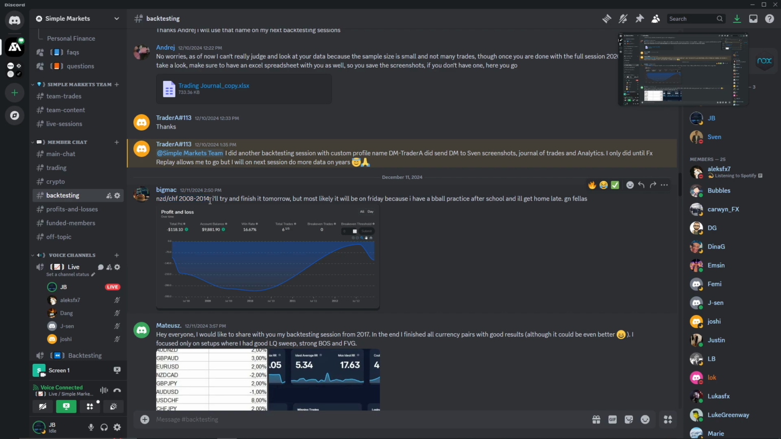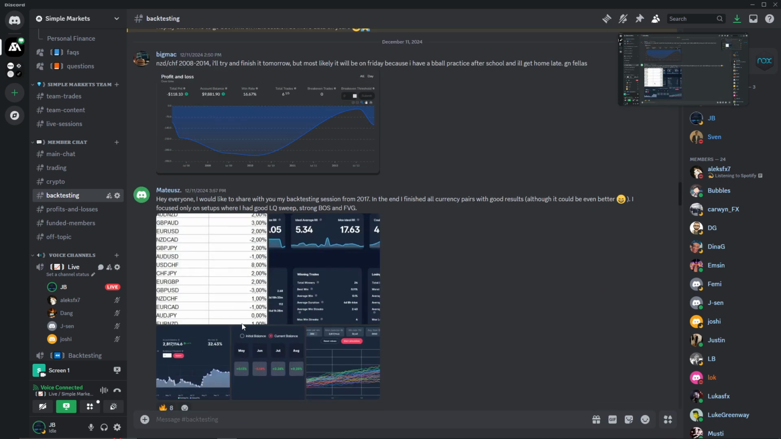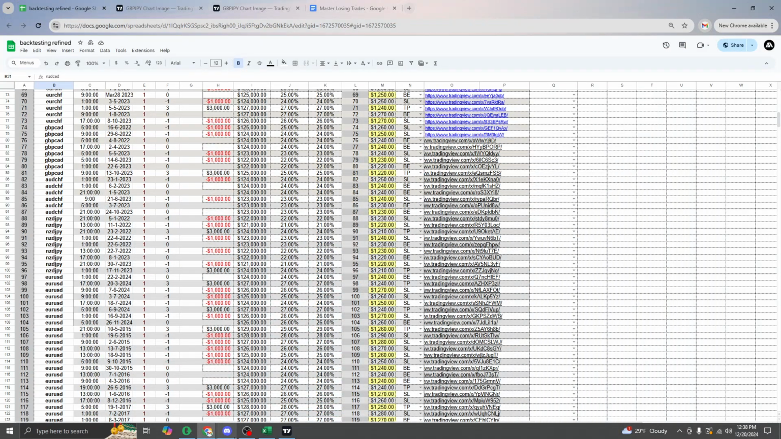NZD Chef from 2008 to 2014. So this is another good example where a certain pair over a certain period of years may not perform the best, but combining that with the other pairs, like we saw Euro USD and USD Chef, both doing pretty well over the same time period. Combining those together helps negate these pairs, and the goal is overall combining those to get that profitable edge. Not bad overall.